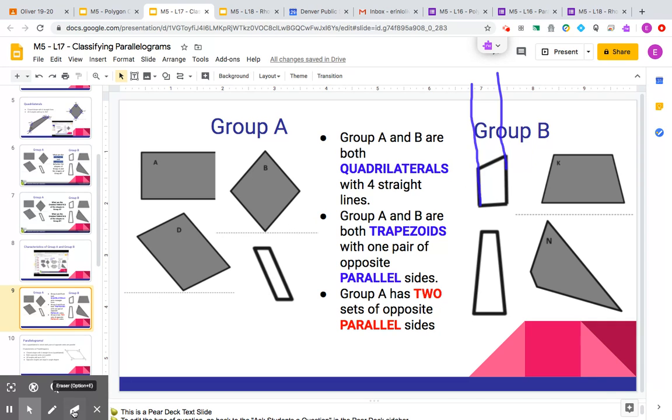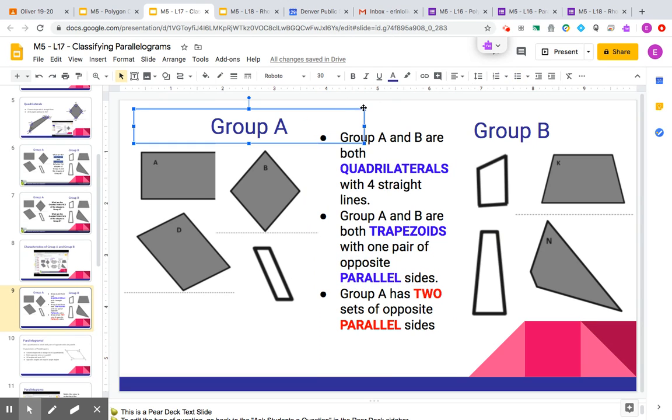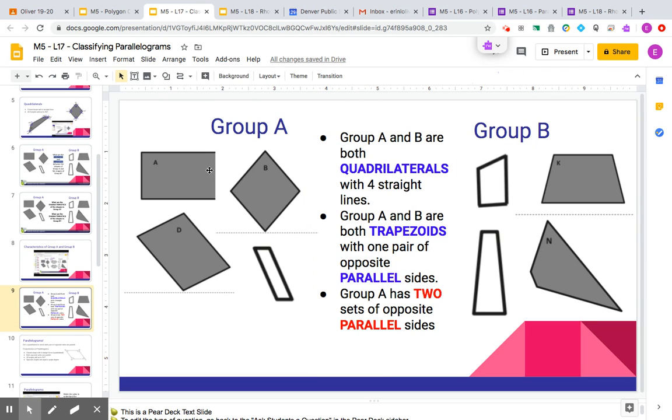When I looked at these two groups, I found this in common. I found that all of them are quadrilaterals. I found that both of them are trapezoids because they have one pair of opposite parallel sides, meaning that they at least have one pair of lines that are opposite or across from each other and parallel, meaning they never touch. They're like those railroad tracks or that highway track, the yellow line on the highway.